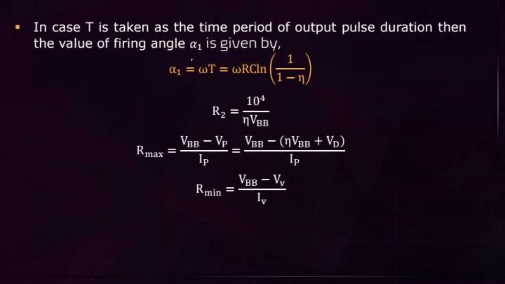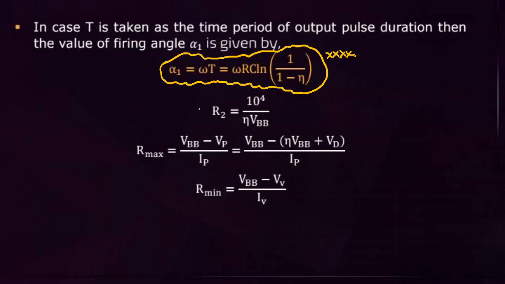Then what is the firing angle for this case? In case T is taken as the time period of the output pulse duration, then the value of firing angle is given by this formula for the UJT firing circuit. And these are the design formulas for R2, R max and R minimum. This formula is also very important during solving of the problem. This is very important, you have to concentrate.